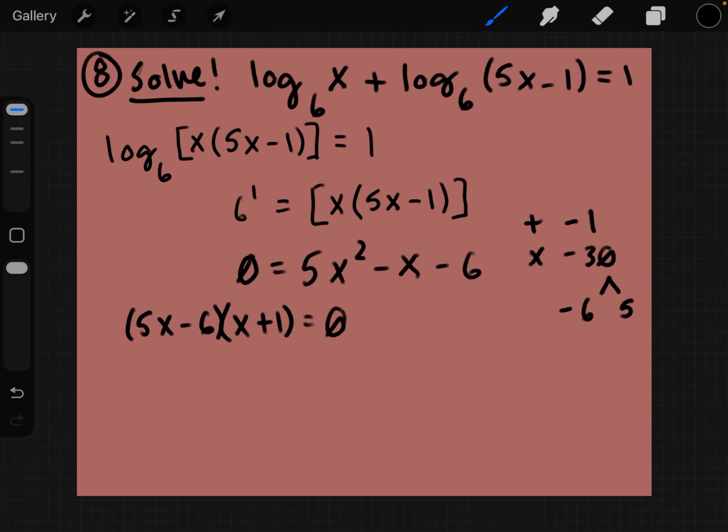Now we can check to make sure that this is right by FOILing. 5x times x is 5x squared. 5x times 1 is 5x. -6x plus 5x is -x. -6 times +1 is -6, so we have factored correctly. So now we set each equal to 0, and then we solve for x.